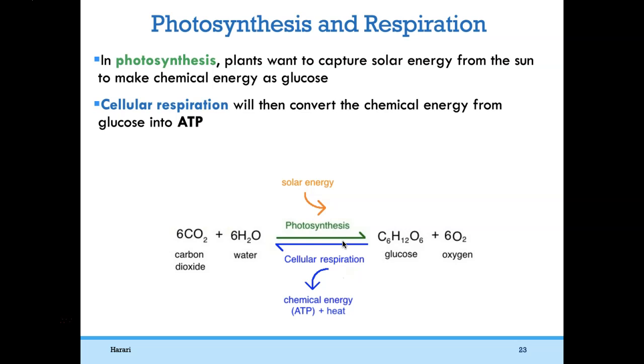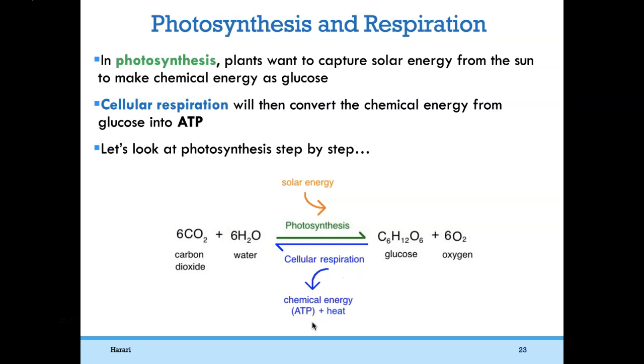Cellular respiration is the next step for plants. They then convert the chemical energy from glucose into ATP. So the plant is taking CO2 and water and using the energy from the sun to build these up into glucose. And then respiration is the next step that uses the glucose and the oxygen to produce ATP. ATP is the ultimate goal of photosynthesis and respiration. So remember, plants have to do photosynthesis and respiration.